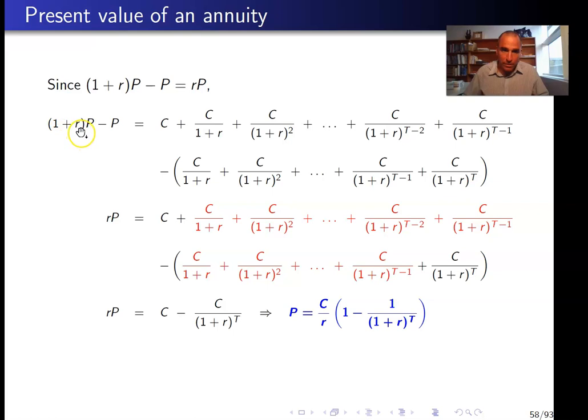So (1 plus r) times P minus P is equal to rP. Okay, this is P plus rP minus P. So we are left with r times P. It's equal to C plus a whole bunch of terms that disappear minus C divided by (1 plus r) to the power t. So r times P is equal to C minus C over (1 plus r) to the power t. And if we put r on the other side of the equation, we obtain the present value equation for an annuity.